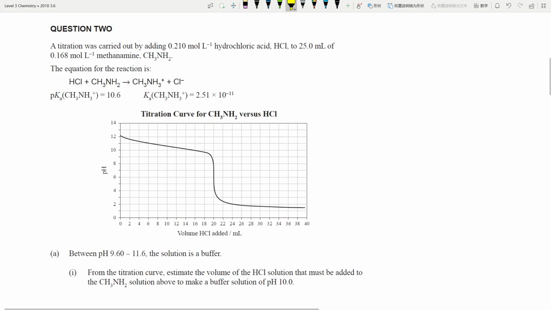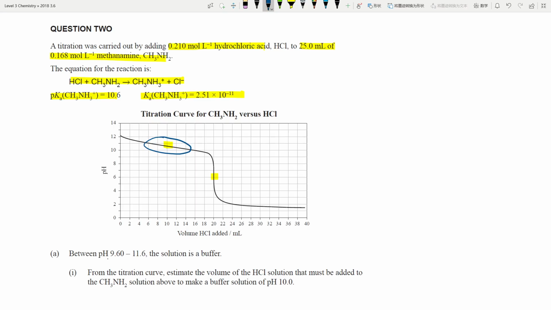So we've got a titration curve, 0.210 mole per liter HCl added to 25 mL of 0.168 methanamine. They're nice enough to give you the equation. The pKa of that is this, the pKa of that is that. They gave you the curve. The equivalence point is here, halfway to equivalence point is here, buffer region is roughly here, just in case they ask you these sort of questions.